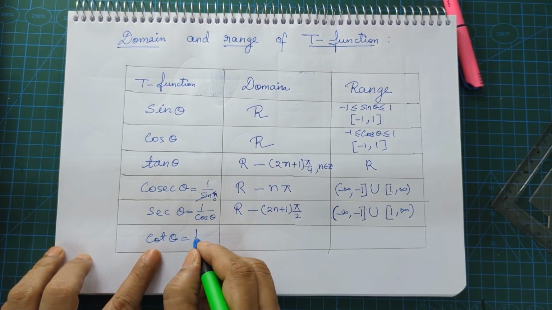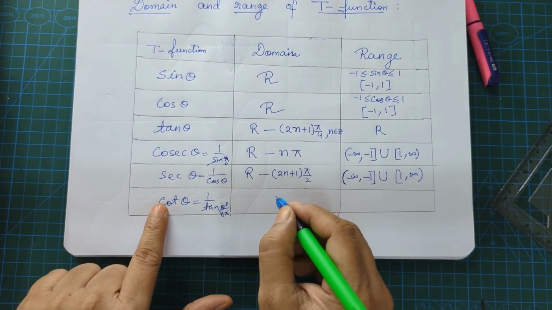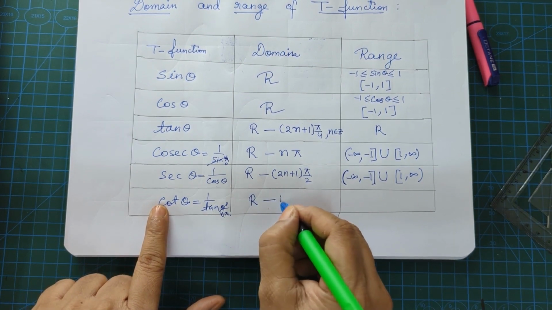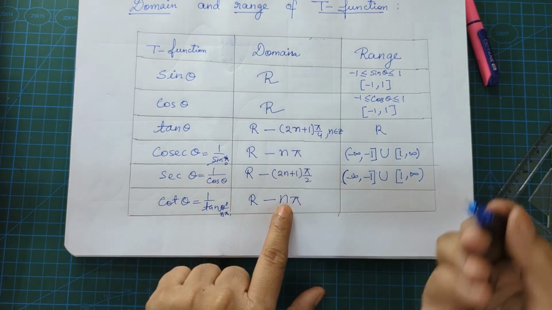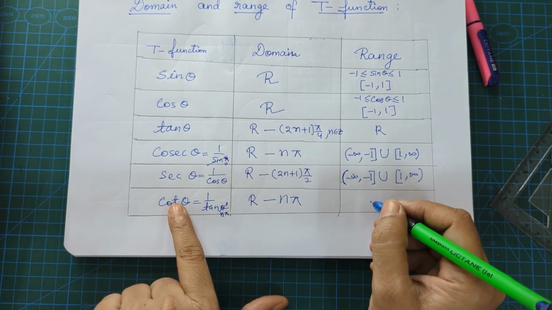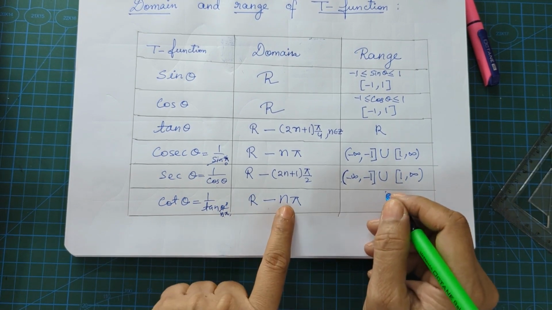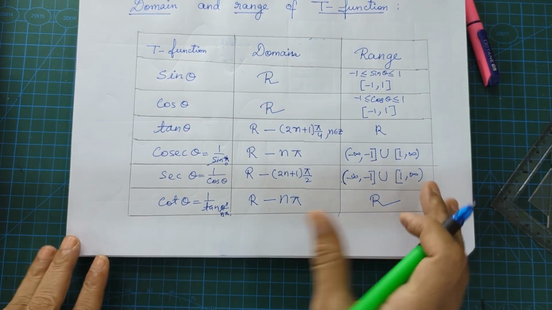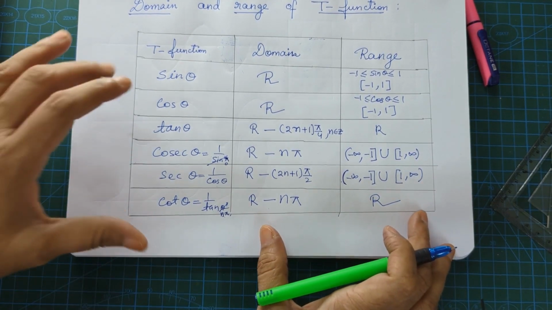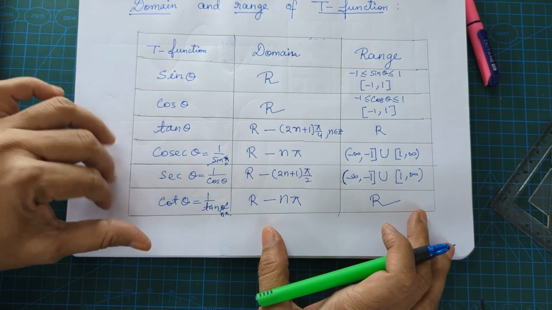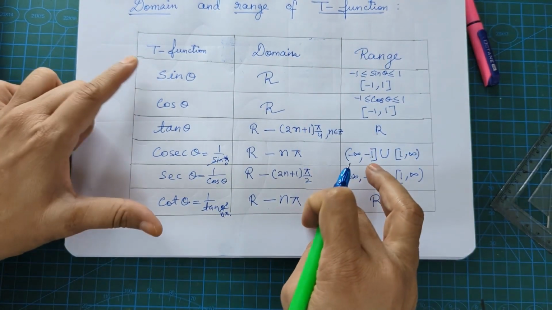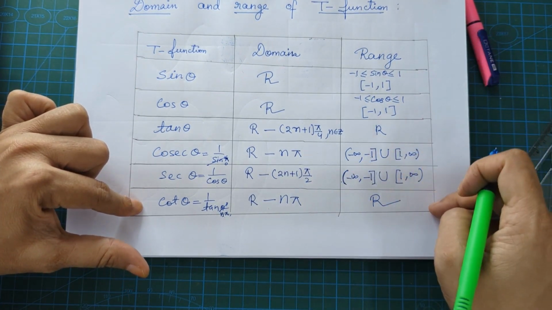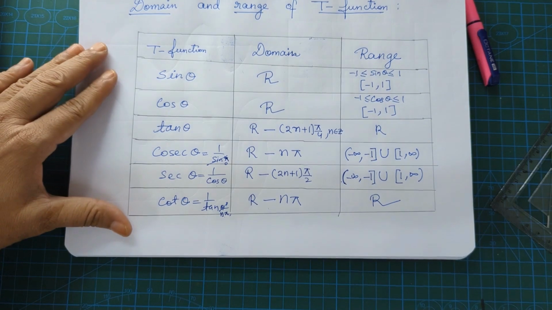Cot is actually 1 upon tan. Cot is not defined at multiples of pi. So from the set of real numbers, we have to remove the multiples of pi. n is again an integer. And then what is the range? If these angles are removed, then cot exists for the remaining values, all real values. So this is how we have to understand these periodic functions: for which values these trigonometric ratios can be defined, and when defined, what the answer could be. Based on this also, we can draw the graph of trigonometric functions.